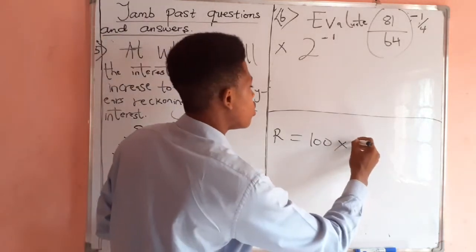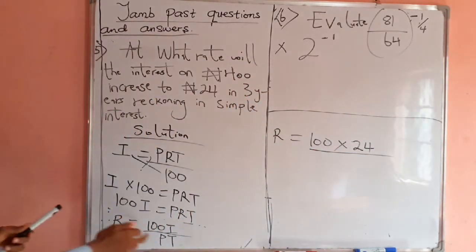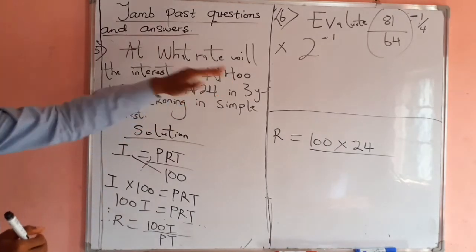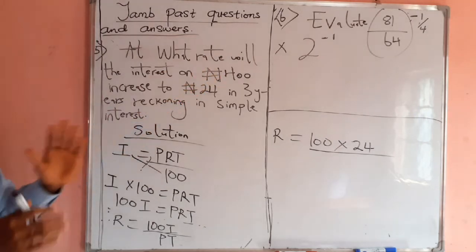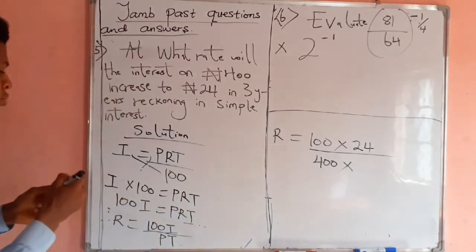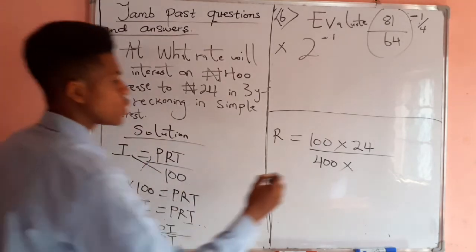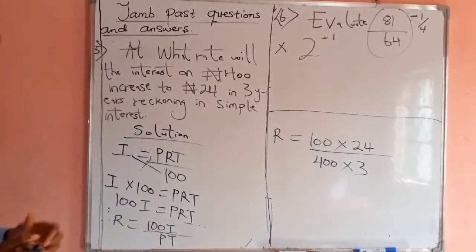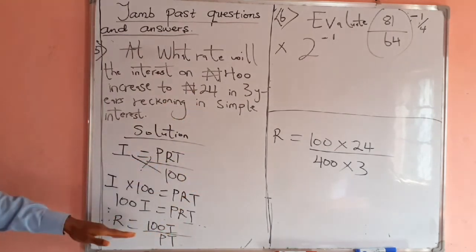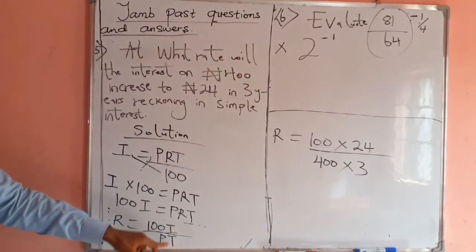So it will be 100 times 24 over what we have here, PT. What is P? Our principal here is 400. Clearly, our principal is 400 times the time. The time here is 3 years. So we say times 3. Hope there's no confusion. 100 times our interest, which is 24 naira, over our principal, which is 400 naira, times our time, which is 3 years.